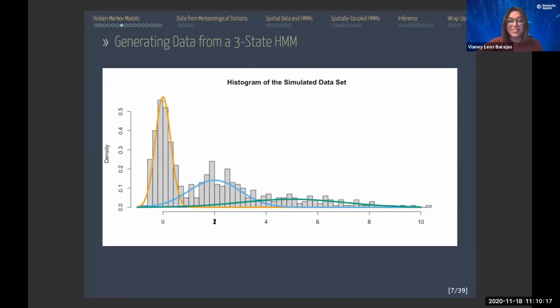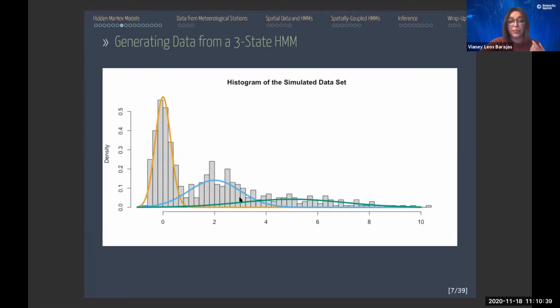What I love about HMMs is that they have this different name, but they're really just mixture models. They're mixture models with dependencies over time. If we look at the marginal distribution of a hidden Markov model, so we remove the temporal component, we see that what we obtain is actually a mixture model of these 3 state-dependent distributions. And we can see the histogram of the simulated data set.